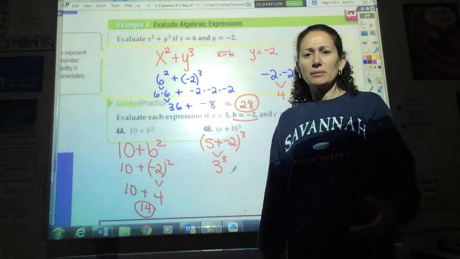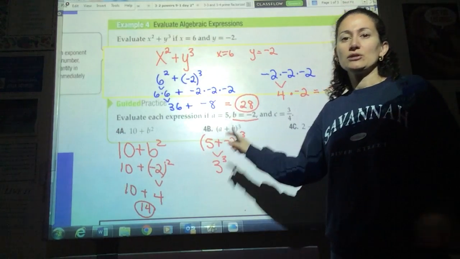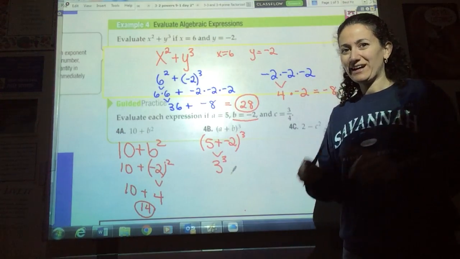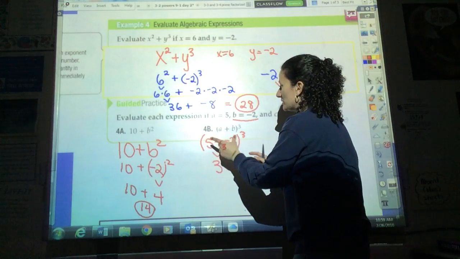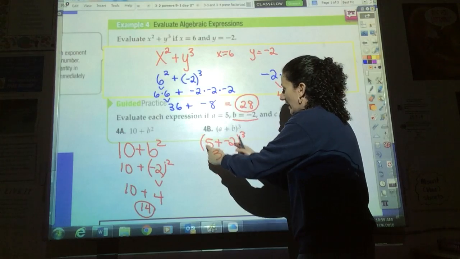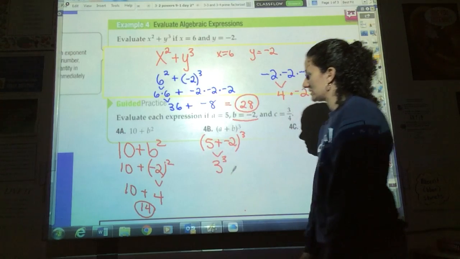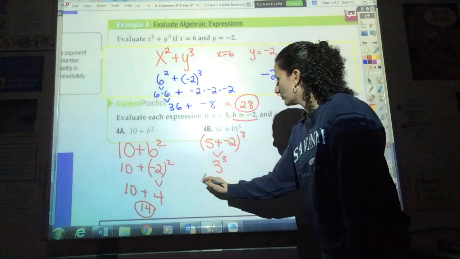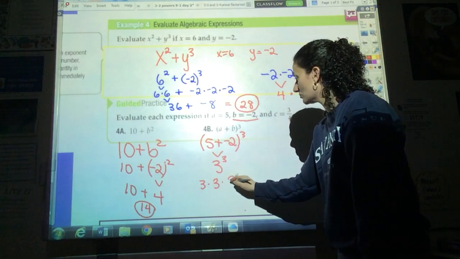You may be thinking, but Ms. Hill, why are you adding before doing exponents? Only because the addition problem was inside the parentheses and the exponent is outside. So I have to do the problem inside that parentheses first. Okay, so now 3 times 3 times 3.